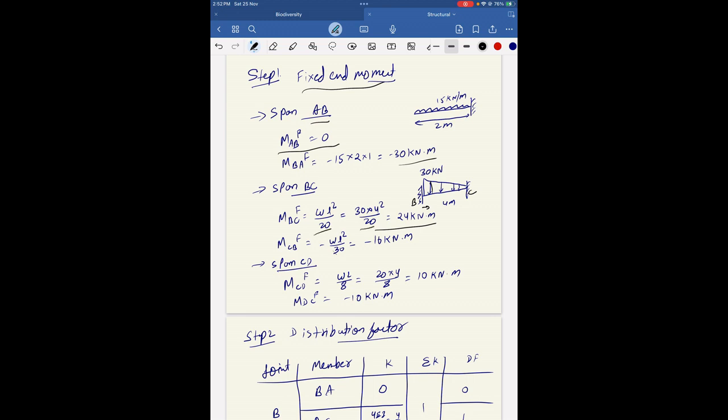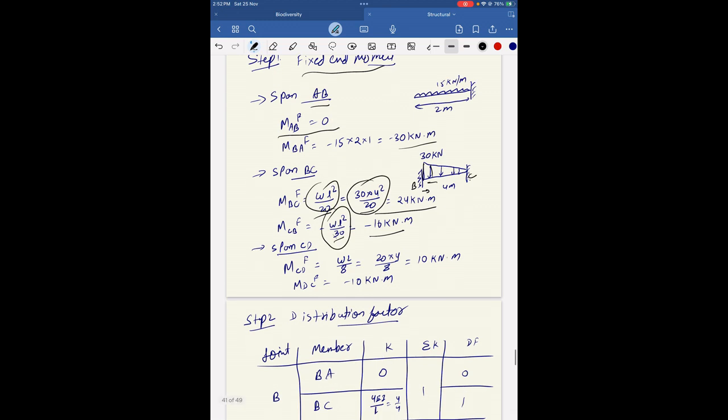We can learn through this method, and at C less moment is here, so we divide by more number because at C the moment comes out to be less and at B the moment should be more because more force is towards the B side, like here. So through this intuition we can remember the formula for fixed moment for linearly distributed load.